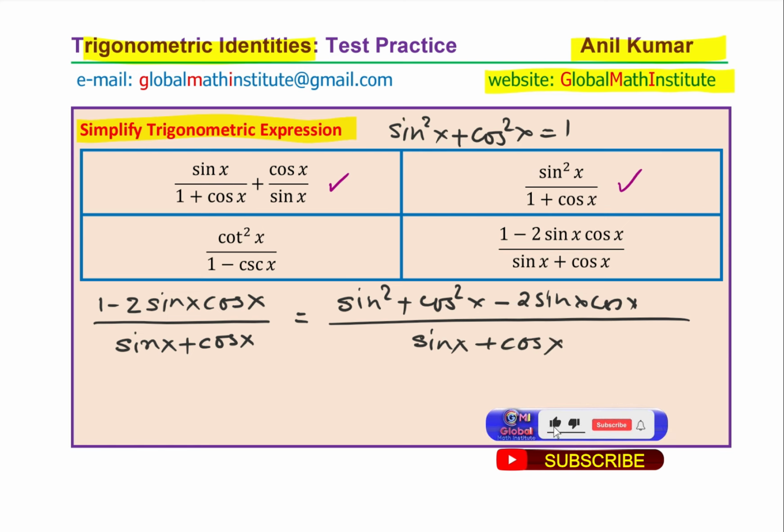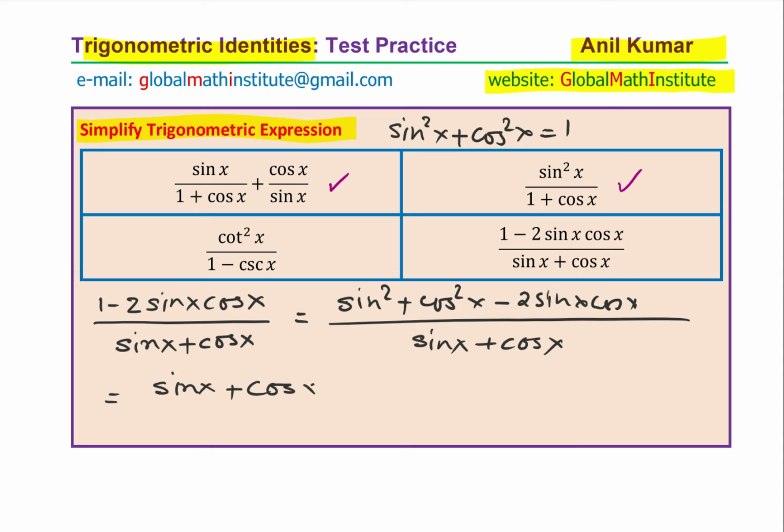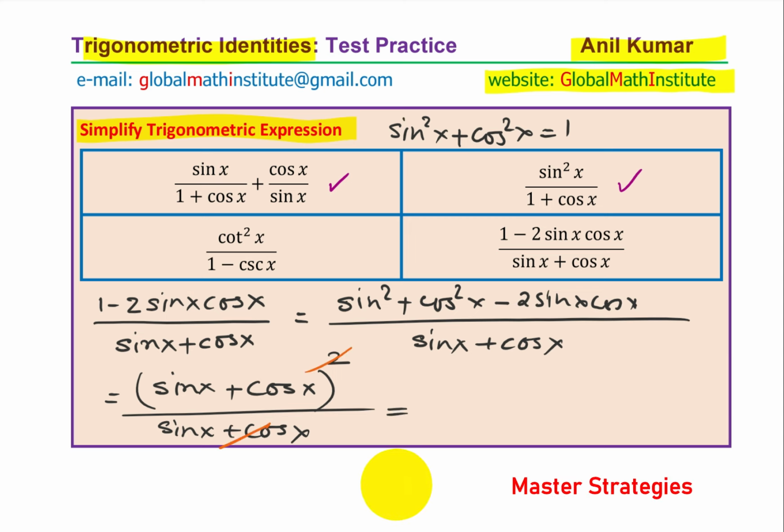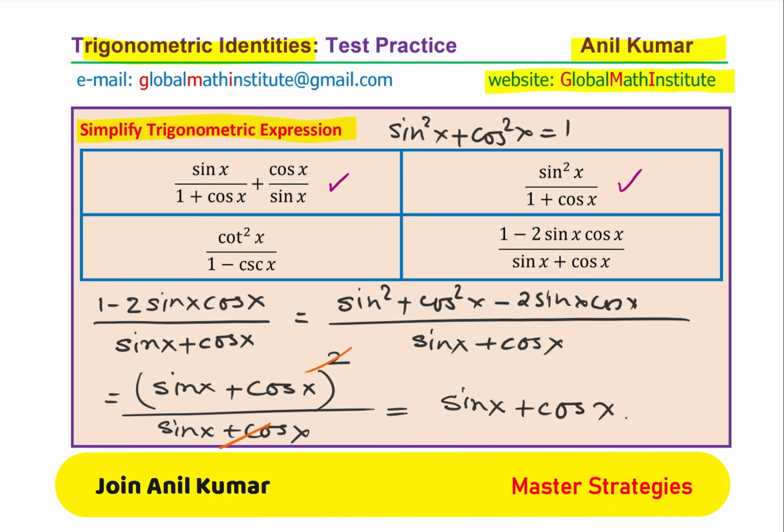Now see, the numerator can be written as a perfect square. We can write this as sin x plus cos x whole square, right? And the denominator is sin x plus cos x. Now, cancelling one of these factors, we get the result in simplified form, which is sin x plus cos x. Do you see that? How beautifully we have utilized the Pythagorean trigonometric identity to simplify this particular expression.